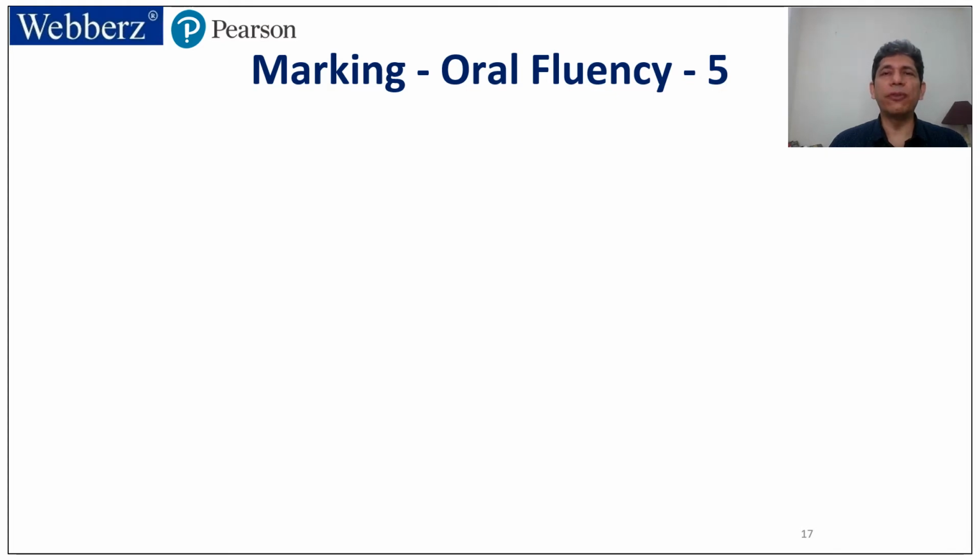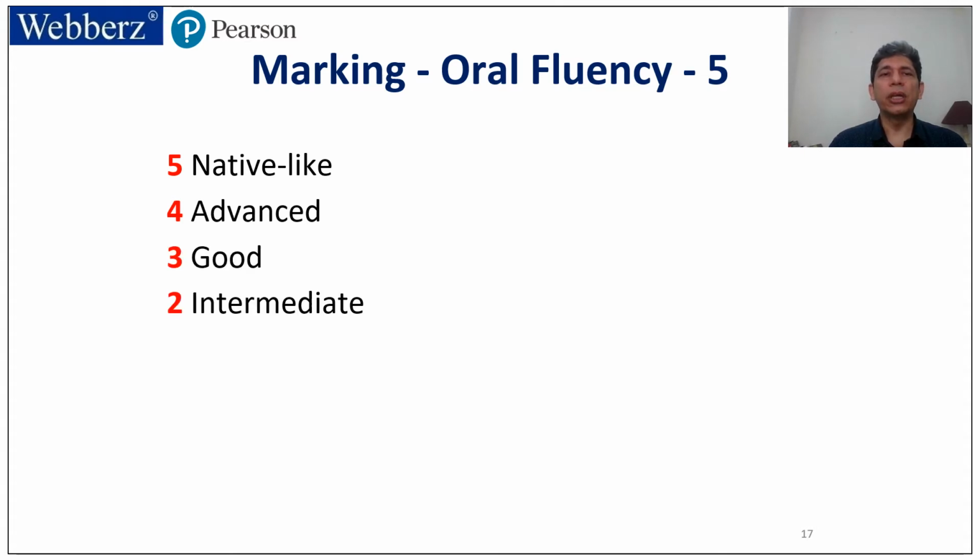Marking oral fluency is out of 5. I have developed a separate video for this in this channel. I would request you to watch that video. There are marks out of 5, 5 being native-like, 4 is for advanced, 3 is for good, 2 is for intermediate, 1 is for limited, and 0 is for disfluent.